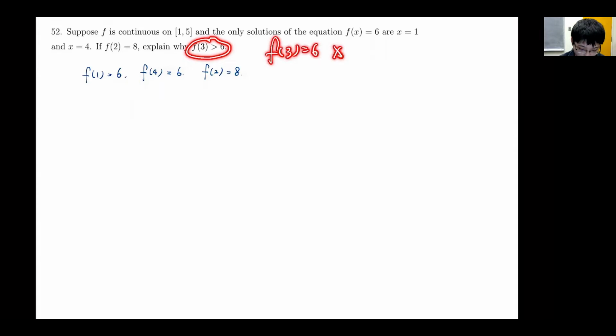All right, now let's see what we have over here. What we know is that f of 1 equals 6 and f of 4 equals 6. So these are two solutions where f of x equals 6. And moreover, we are also given that f of 2 equals 8. To prove that f of 3 is strictly greater than 6, all we need to do is to exclude the possibility of f of 3 equals 6 and f of 3 strictly smaller than 6.